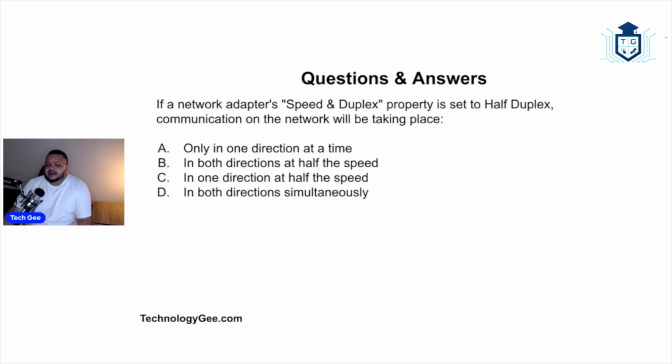If a network adapter's speed and duplex property is set to half duplex, communication on the network will be taking place how? Only in one direction at a time, in both directions at half the speed, in one direction at half the speed, or in both directions simultaneously? So your network adapter's speed and duplex property is set to half duplex. What's going on is you only have traffic coming in one direction at a time.